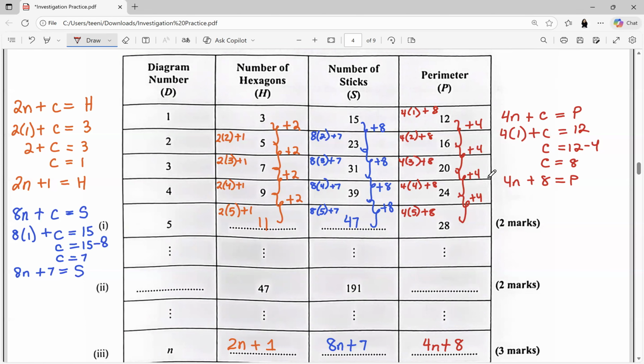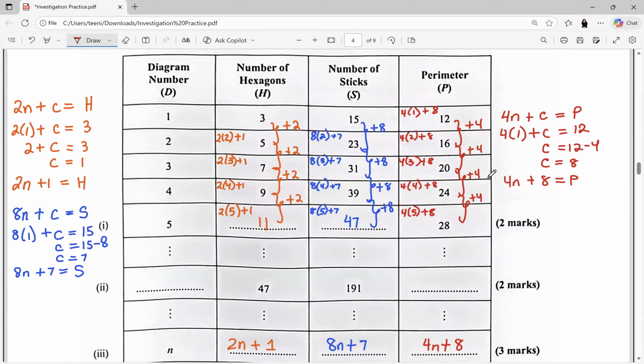Most of them are linear relationships, right? Sometimes you could have a quadratic, meaning that you could have x squared. So the diagram number could be 1 and the parameter, for instance, could be 1 as well, and then when the diagram number is 2, the parameter could be 4, and when it's 3 the parameter could be 9. What's happening there is that you're squaring the diagram number. So it's all about looking for those patterns, and it does get easier with time and experience.